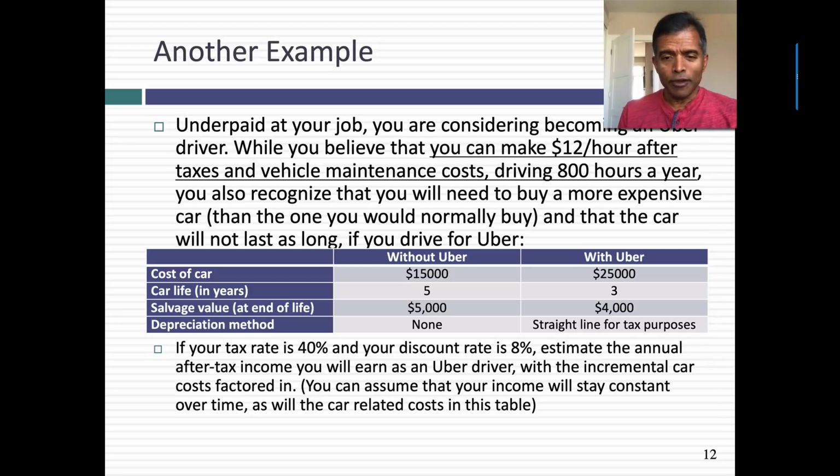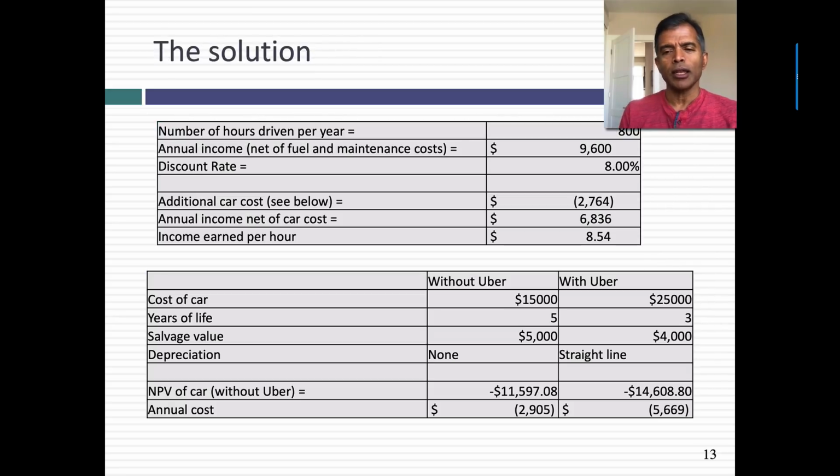Well, obviously, if you have to buy a more expensive car, even though you're getting depreciation on it, this is going to make your income less than 9,600, right? Because you've got to take out the effect of the more expensive car. But here's the problem. That is a one-time cost. You've got to somehow spread it out over time. So here's what I did.